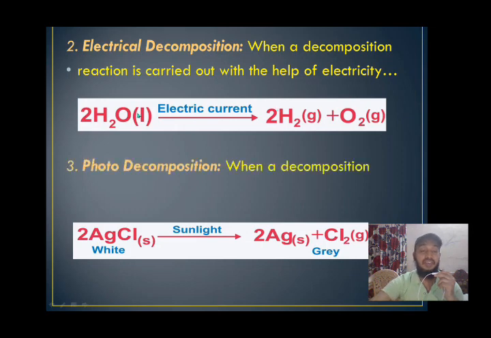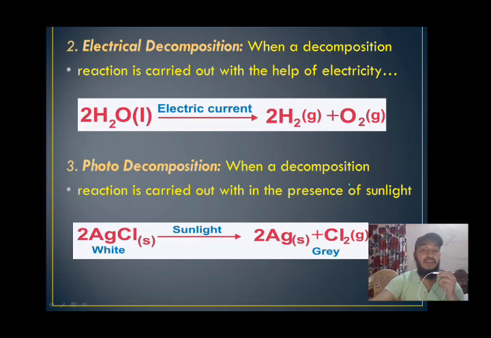The third one is photo decomposition. Whenever a decomposition reaction takes place in the presence of sunlight, this type of reaction is called photo decomposition reaction. The best example of this is silver chloride, which is white in color. When silver chloride is exposed to sunlight, it gives silver and chlorine gas, which is gray in color. This reaction is used in photography.